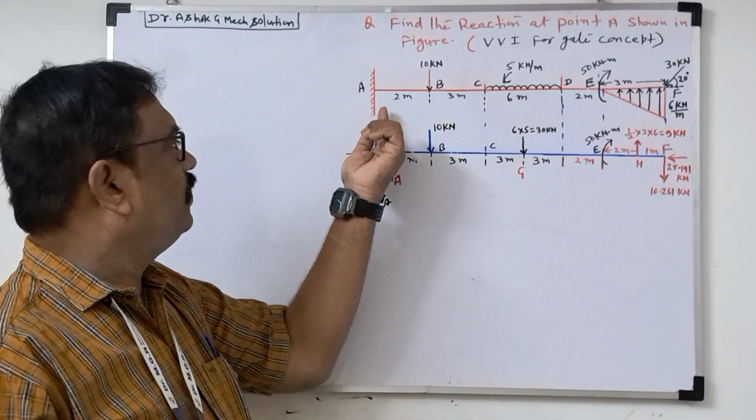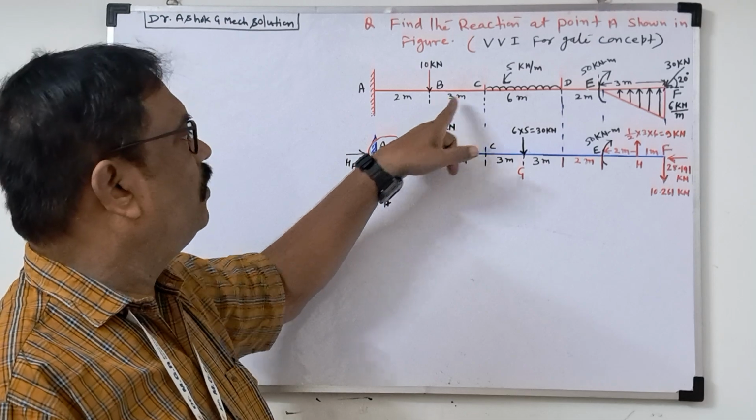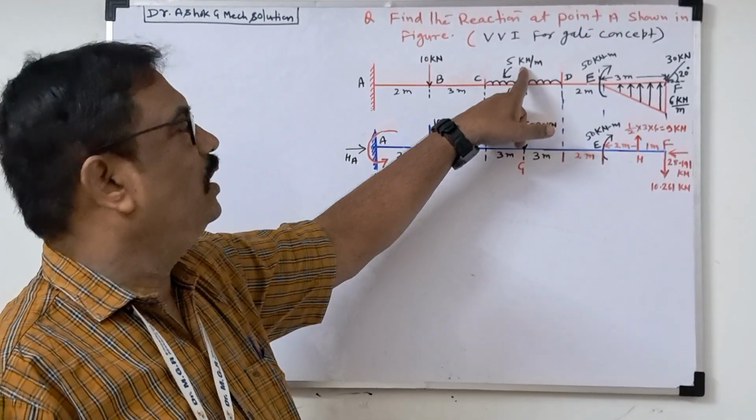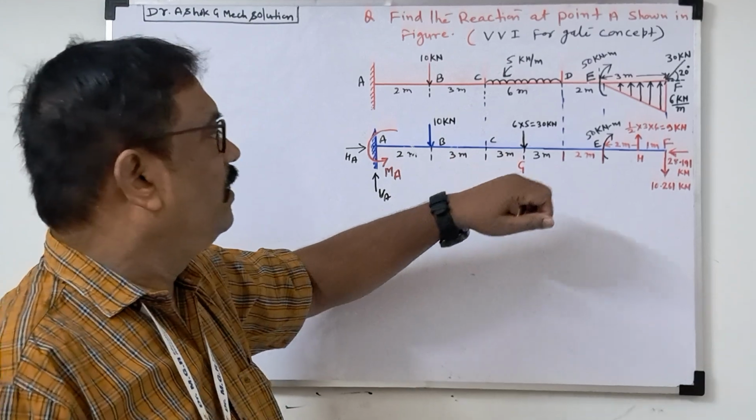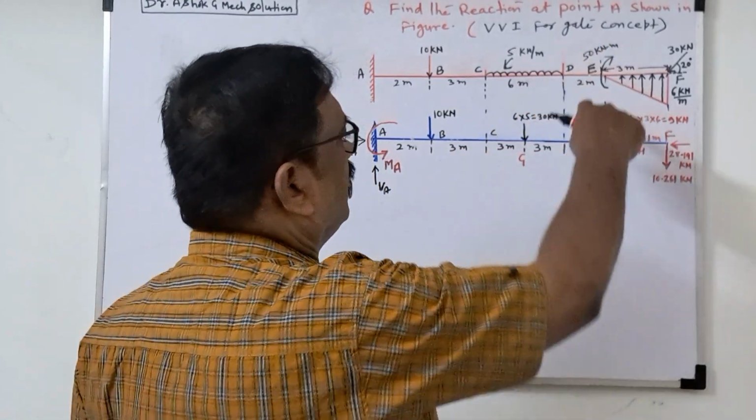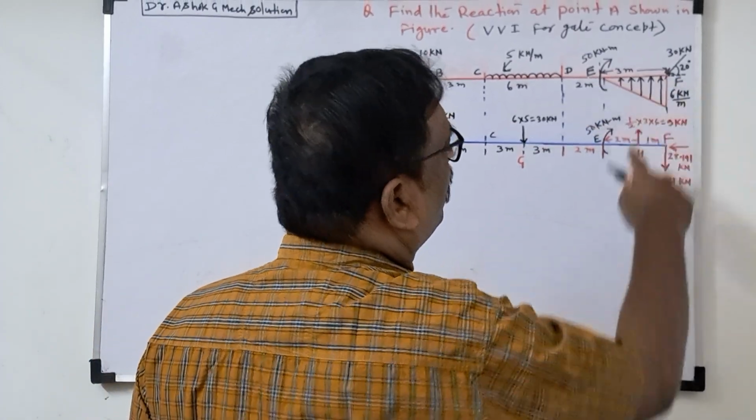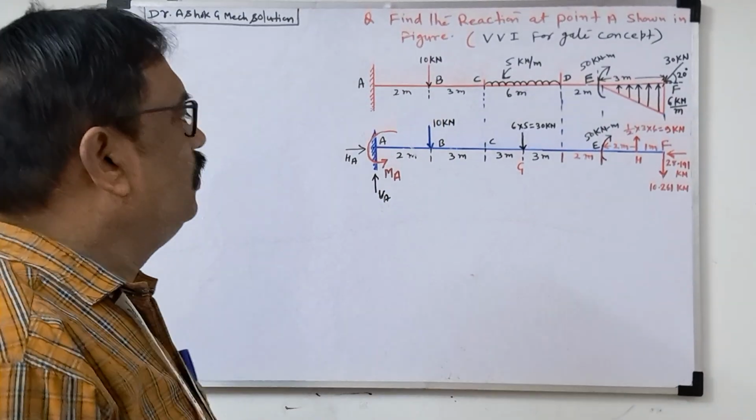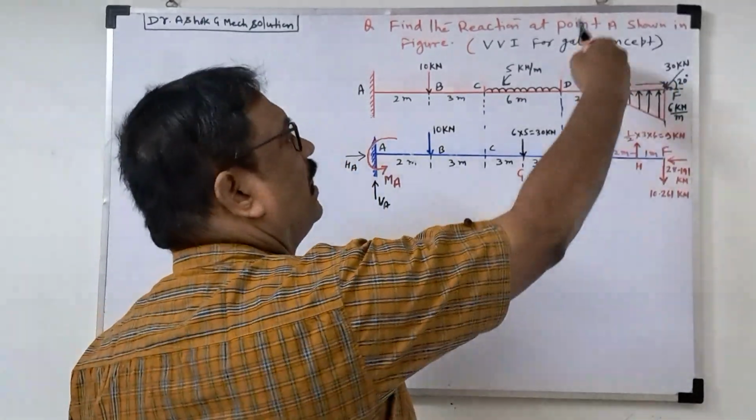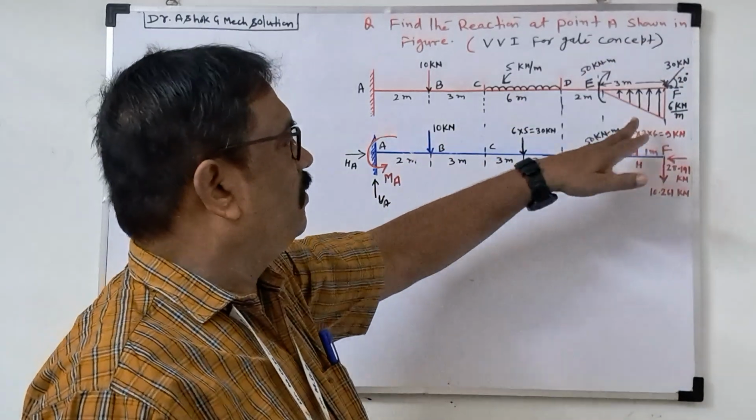Here, what you are seeing is a beam with point A fixed. There is a 10 kilonewton point load, then from C to D a 5 kilonewton per meter UDL, a uniformly distributed load. Then at point E, a moment is given, and that moment is clockwise. And from E to F, a uniformly varying load, UVL, is given in the reverse direction. They may give it up on the beam or down.